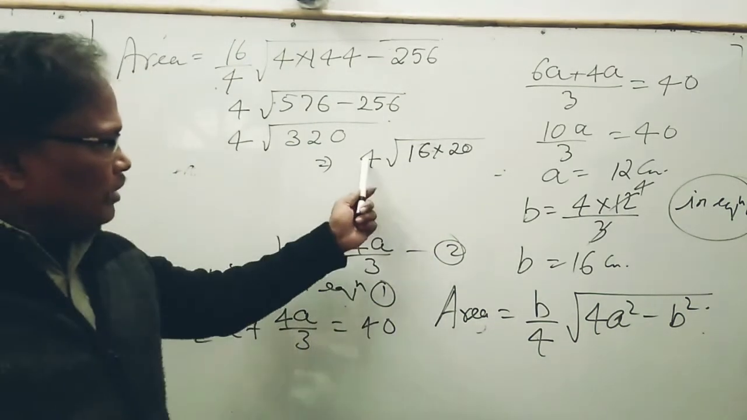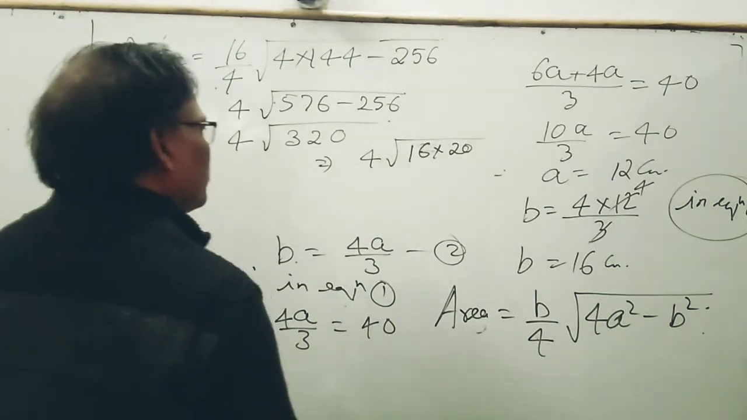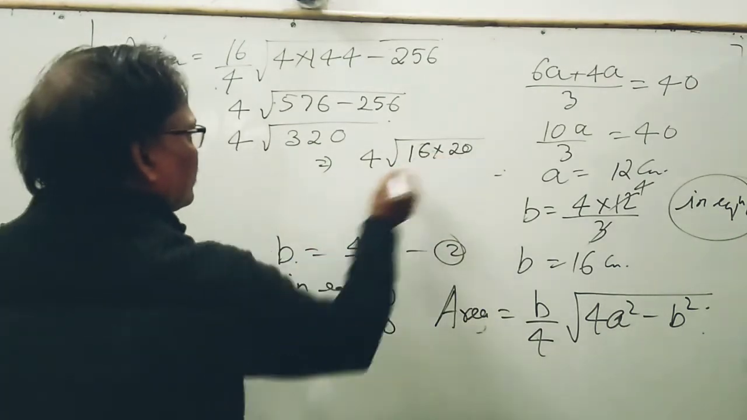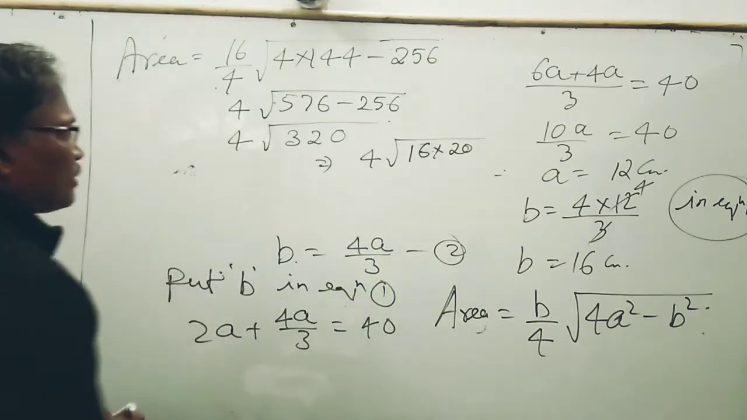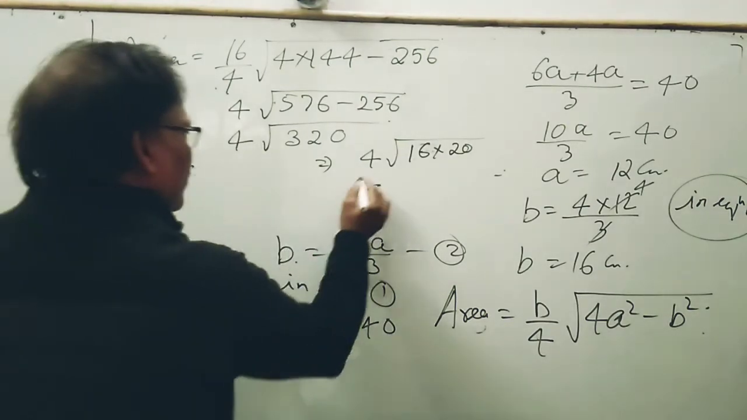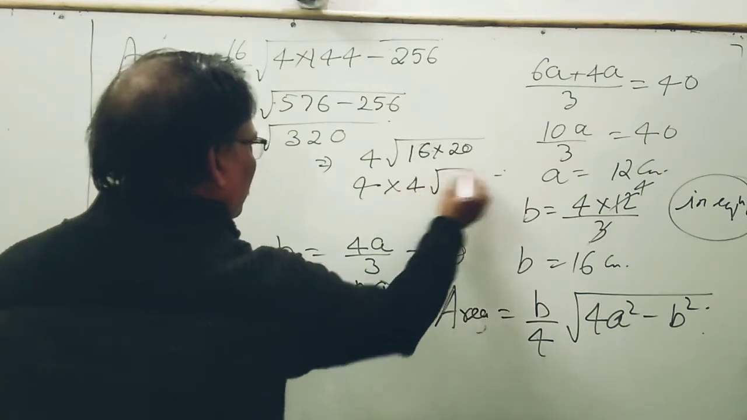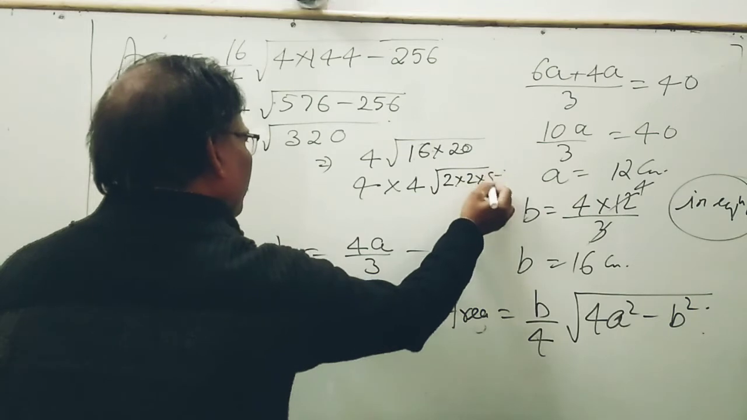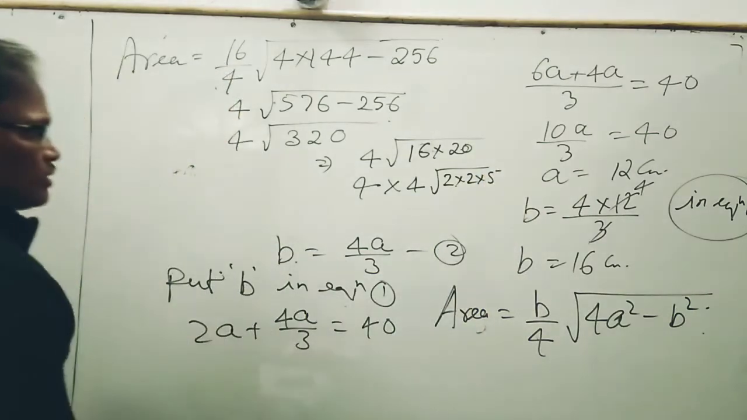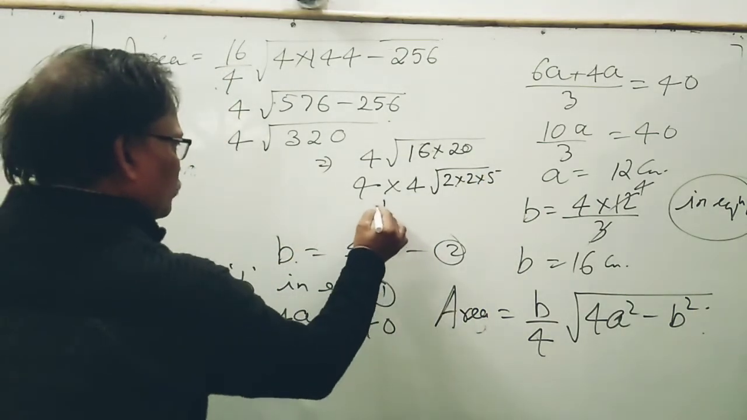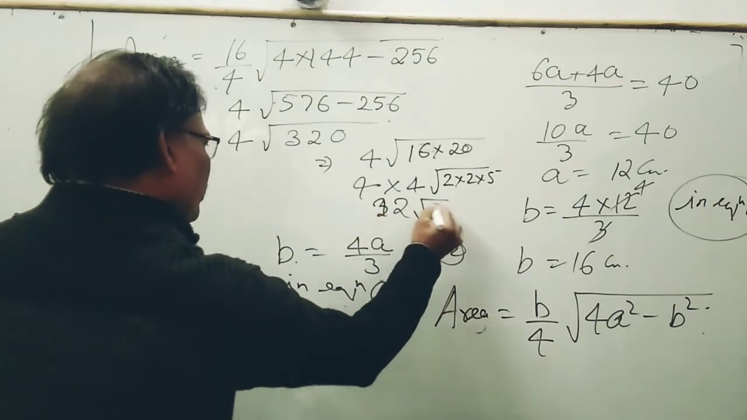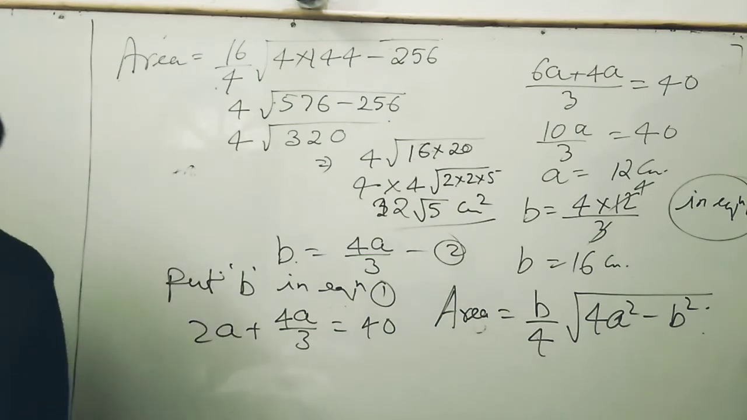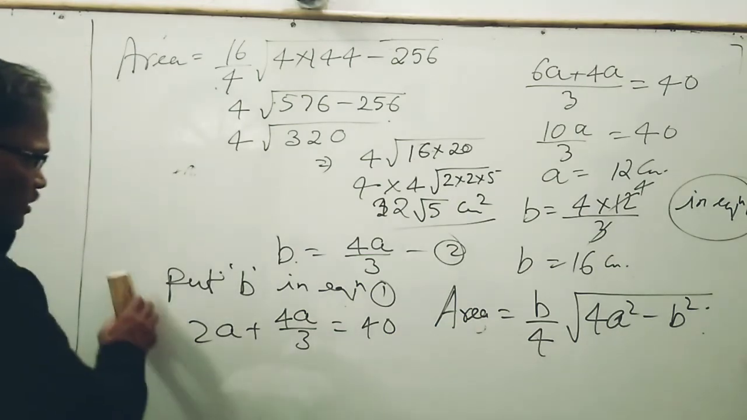So it will be 4 into 4 into 20. And one more thing, under root 20 को भी हम लिख सकते हैं 2 into 2 into 5 like this. And then 16 into 2 means 32 root 5 centimeter square is the answer. तो जितना सिंप्लीफाई हो सके उतना सिंप्लीफाई भी करना है.